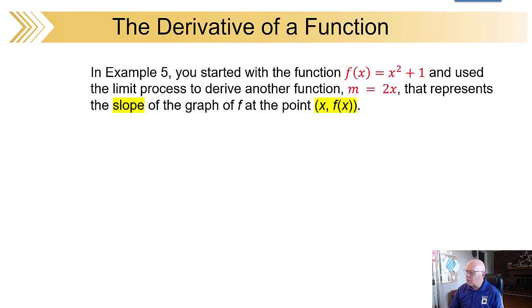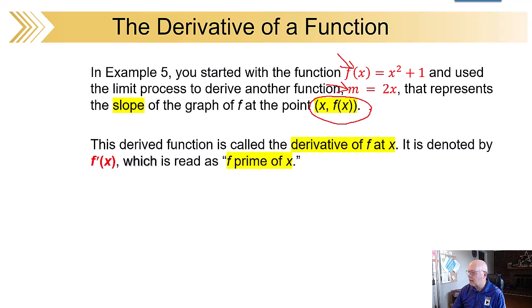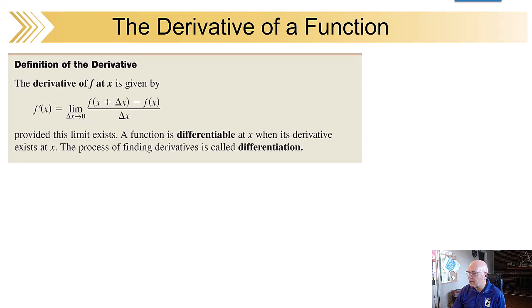So in the example we just finished, we started with this function, and we got another function that represents the derivative or the slope at this general point, any point on the curve. It's written or spoken as f prime of x, also known as the derivative of f at x. There's our definition.